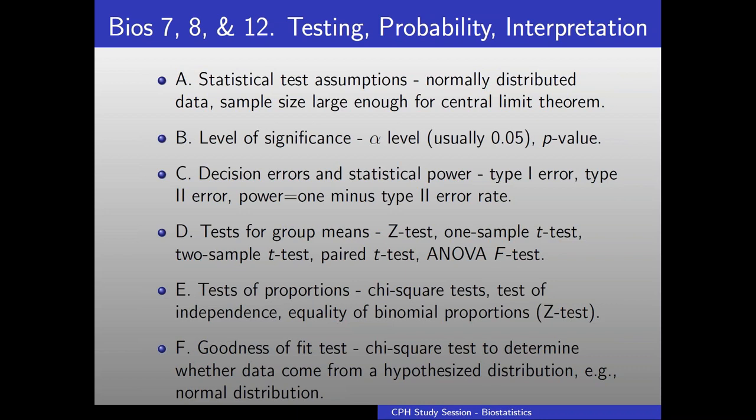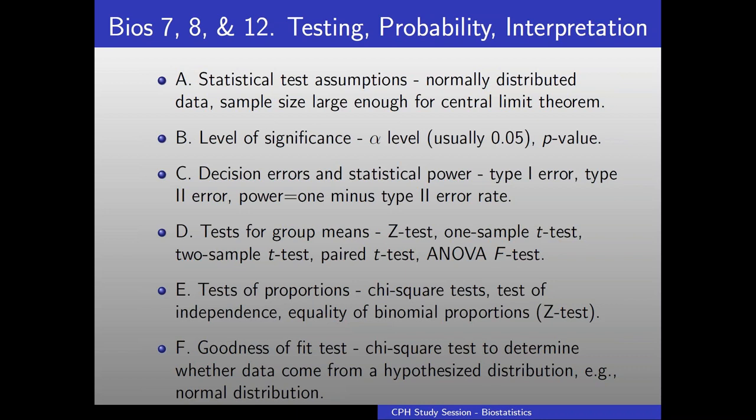Level of significance, the alpha level. This is the alpha level that you set for your tests, usually at 0.05, and the p-value, which we compare to this alpha level. The decision errors and statistical power: we're talking about type 1 error and type 1 error rate, type 2 error and type 2 error rate, and when we're talking about power of a test, we're talking about 1 minus the type 2 error rate.